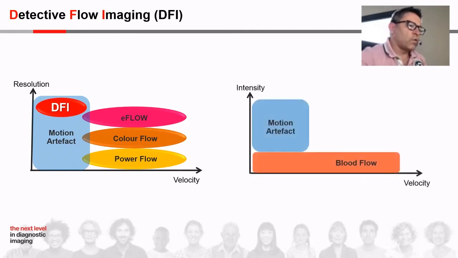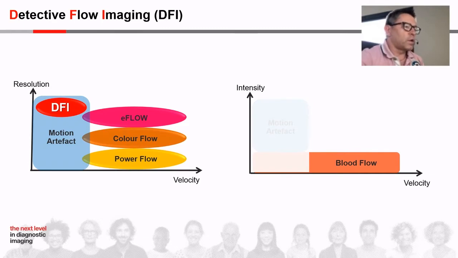In the second graph, the flow velocity is compared to the intensity of the signal. In daily use, artifacts are cut by filters, but these filters also cut very slow flow, which is a useful signal to understand if a structure is vascularized or not. But DFI runs a specific algorithm which is able to cut motion artifacts while maintaining the representation of very slow flow.